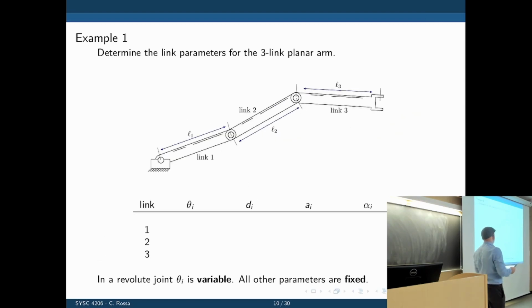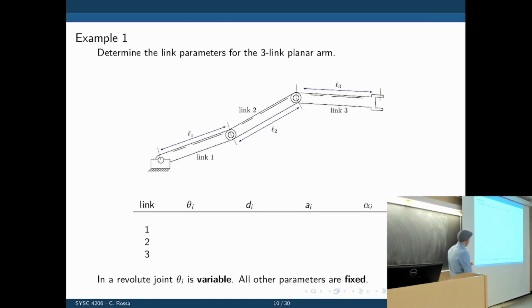Let's do an example here. Here we have a simple 3-link manipulator, and we want to find all these parameters. We know the length of each of these links: L1, L2, and L3, and you now want to find these parameters for all four transformations.